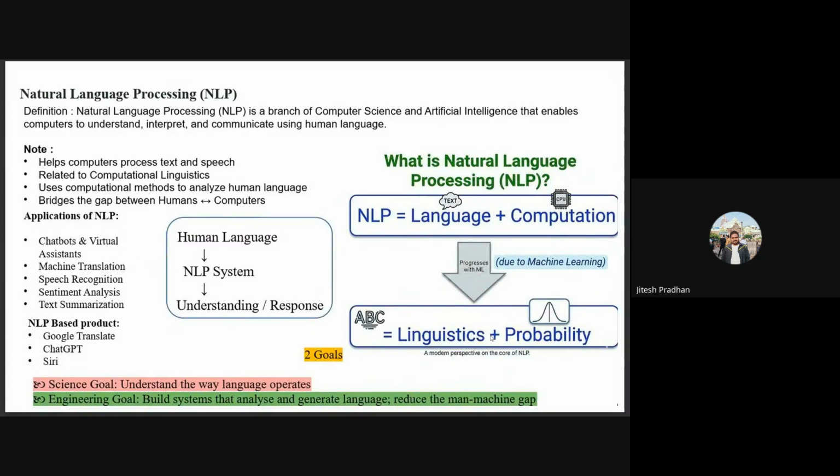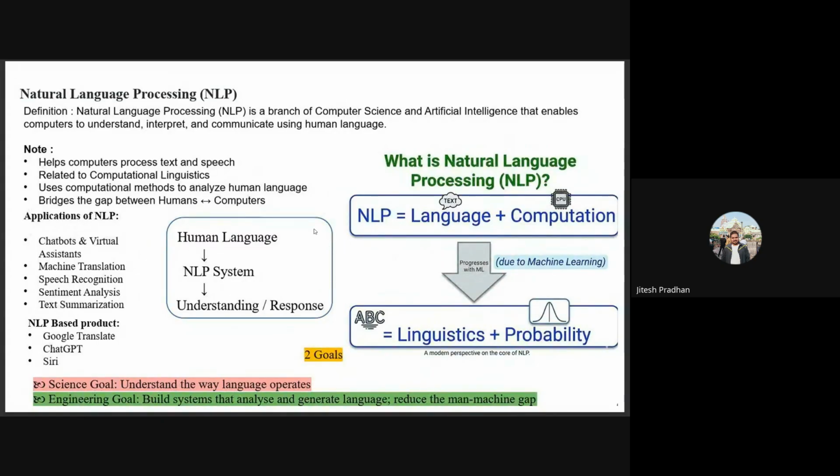What NLP does is help humans process text and speech both. In NLP we can process textual information, or speech information. We can process speech in two ways. First, directly, taking speech as a signal and processing it by finding features. Or, we can generate text from speech and process it. At the same time, it relates to computational linguistics. It uses computational methods to analyze human language. It basically bridges the gap between human and computer.